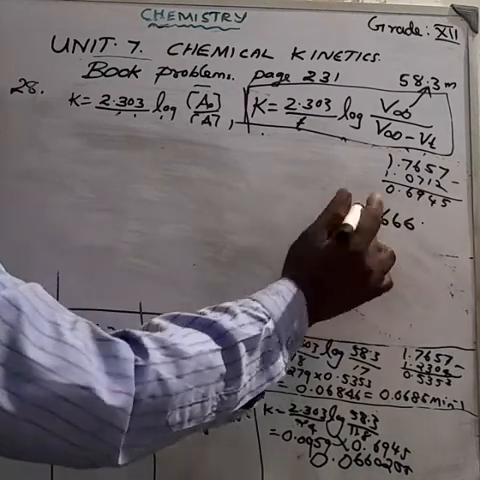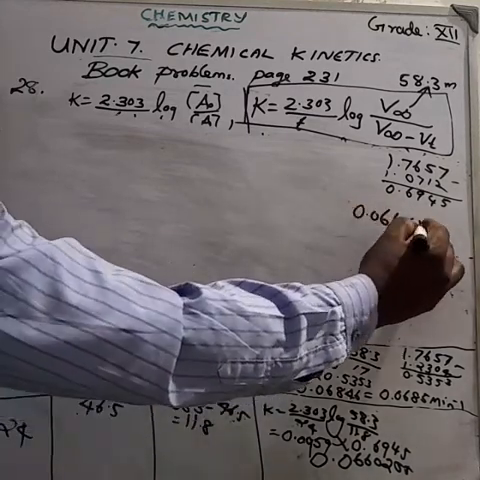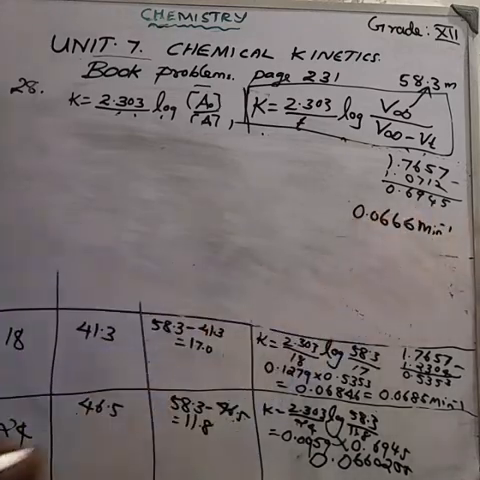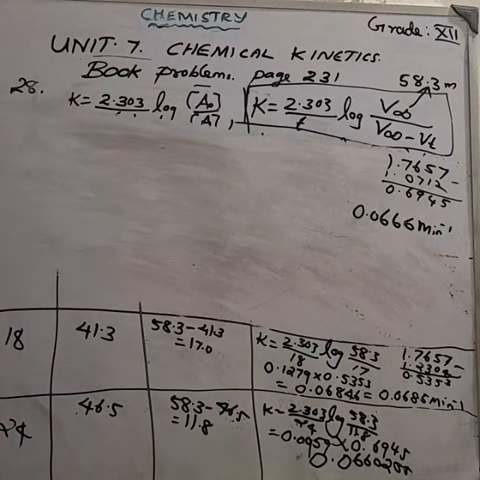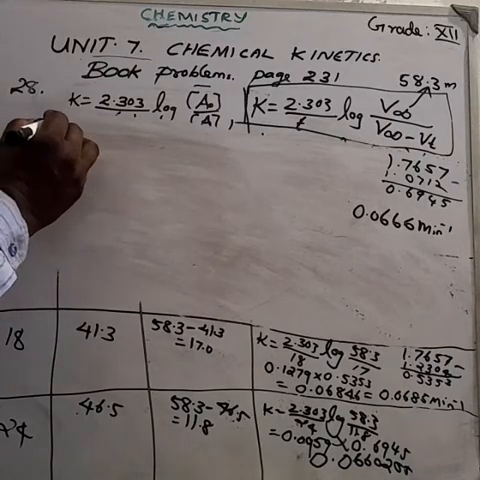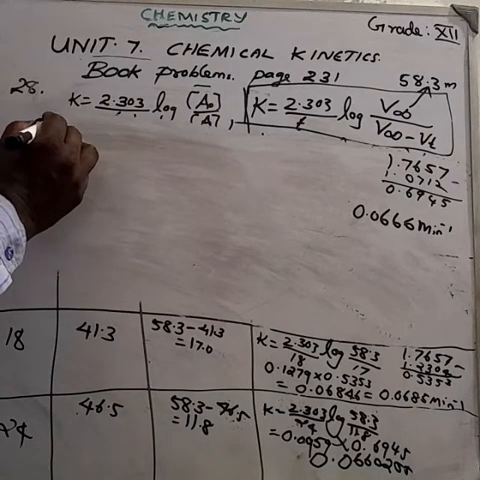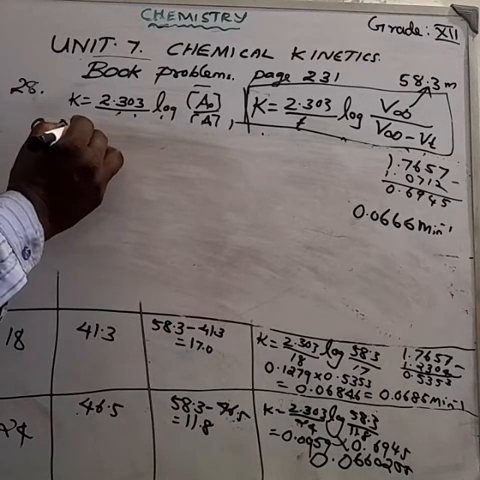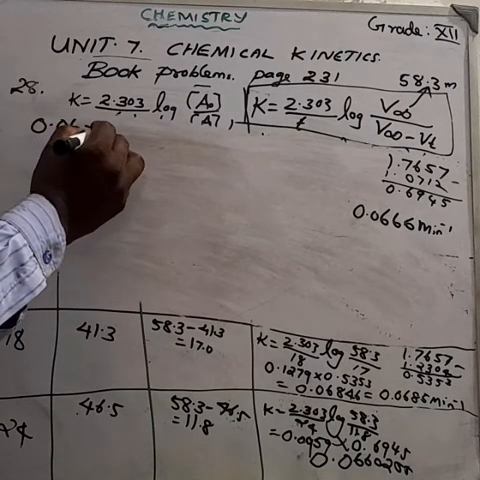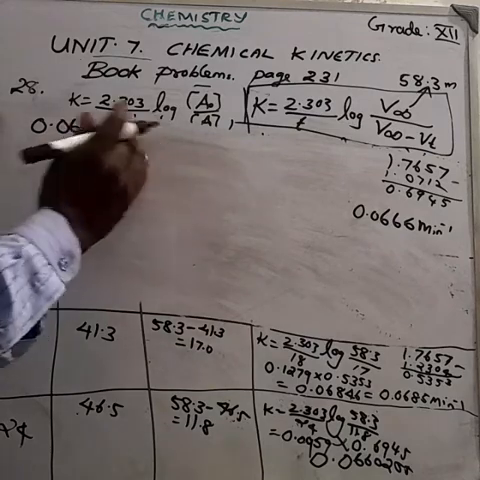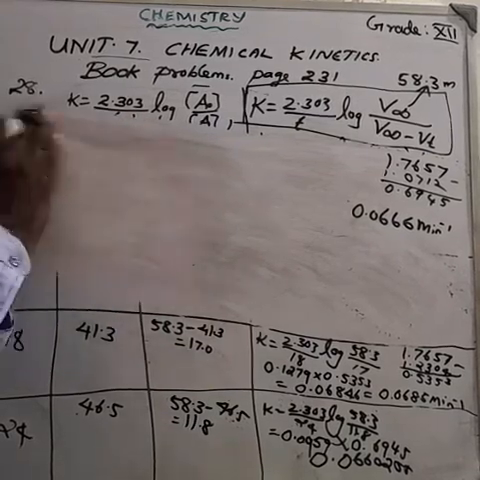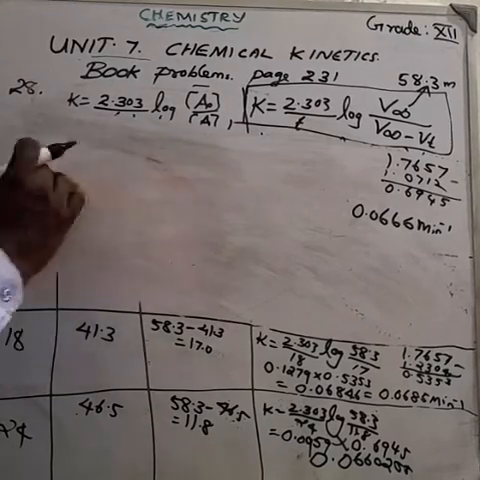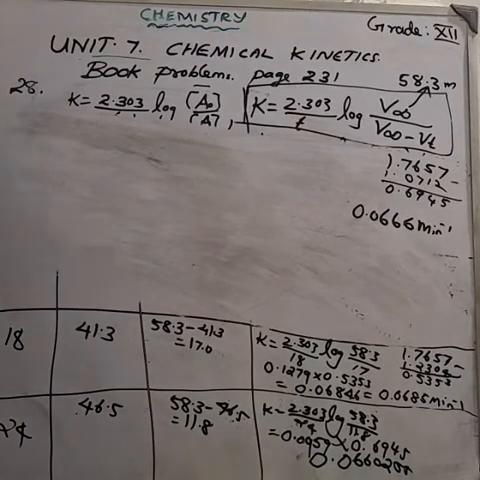Next, I would like the mean value. What does the mean value mean here? I am adding these 4 values and then dividing by 4. That is the mean value. The first value is 0.0670.